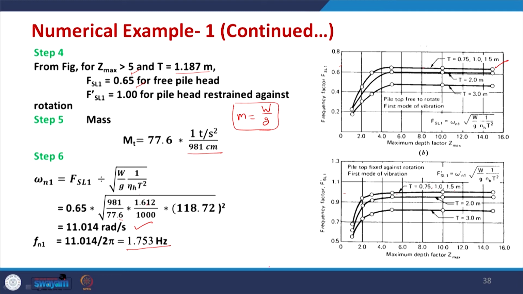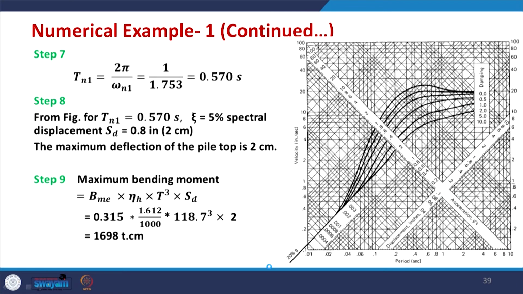So the natural frequency of the system when the pile top is free to rotate is 1.753 hertz, and we continue with this. Once you know the natural frequency, then find the time period. The time period is 0.570, and using this chart we find the value of the displacement from here.